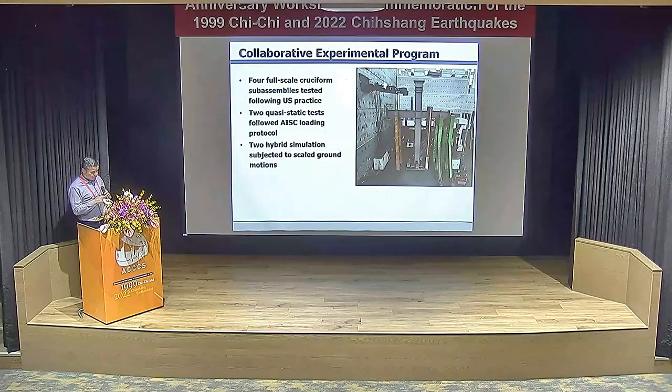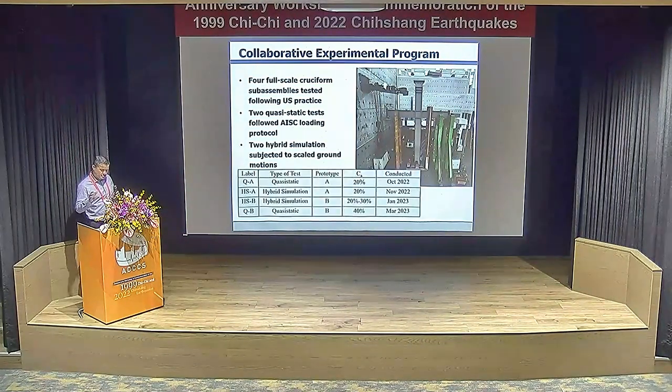For the U.S. side, which is the part I'm going to focus on, we looked at testing 4 full-scale cruciform subassemblies. 2 were tested quasi-statically, and 2 were tested using hybrid simulation. I'm going to talk more about the hybrid simulation tests and really focus on the developments of hybrid simulation to achieve these tests, including some of the advancements in the test methods. So again, 2 quasi-static, 2 hybrid simulations.